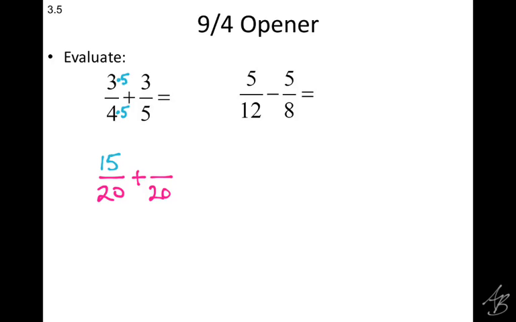All right, then we need to do the same thing with the 3/5. What do we multiply by there to get 20 on the bottom? By 4. So we'll multiply by 4 on top and bottom. And 3 times 4 is 12. So we get 15 over 20 plus 12 over 20. Now that the denominators are the same, we can add 20ths together, right? So what do we get when we have 15 20ths plus 12 20ths?